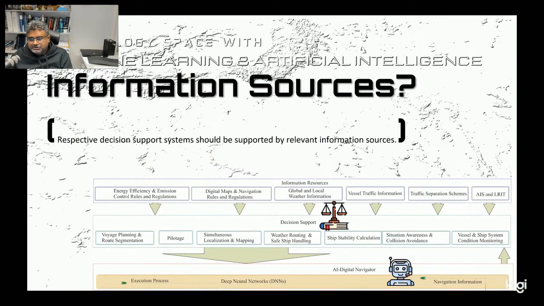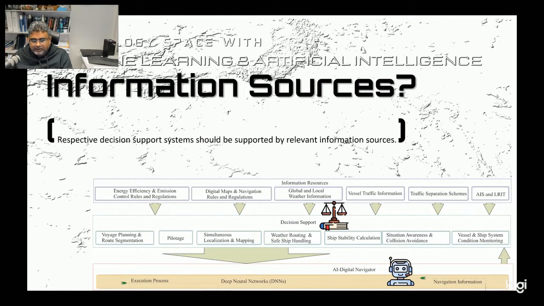Obviously these decision support systems should be facilitated with various information resources. Here I am presenting some selected information resources. The first one would be energy efficiency and emission control rules and regulations. If these vessels are navigating in an ocean area where tighter emission control rules and regulations are implemented, then these digital navigators can select what type of fuel or engine configuration should be utilized to navigate these vessels. So voyage planning and route segmentation can utilize this type of energy efficiency and emission control rules and regulations.